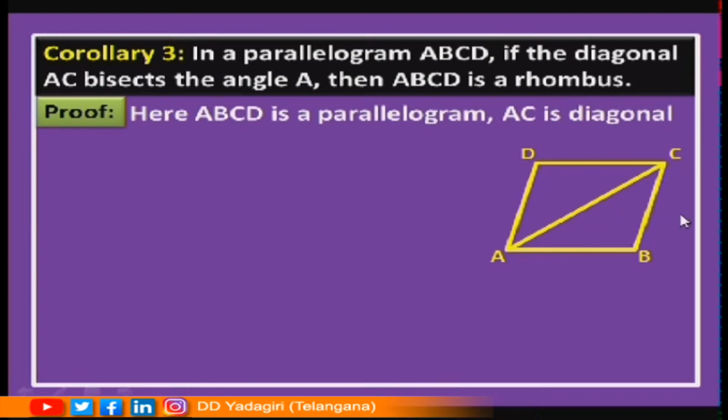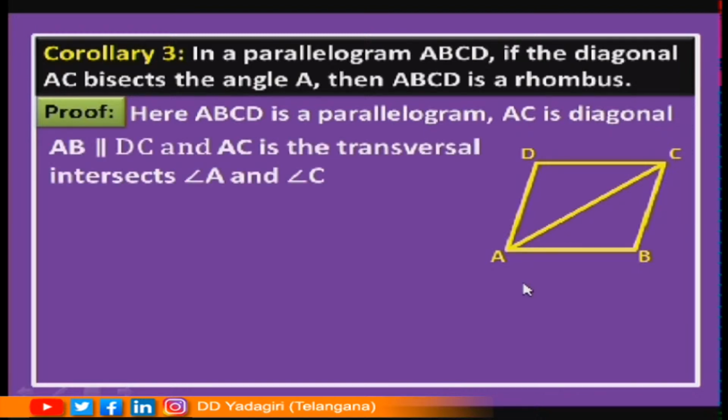So, this diagonal is bisecting angle A, that means these two angles are equal. Okay, children. Now, since it is a parallelogram, I can write AB parallel to DC. If you notice, these two opposite sides are both parallel to each other, and the diagonal intersects both angles, A and C. Got it? Then we can write angle BAC and angle DCA are both equal.